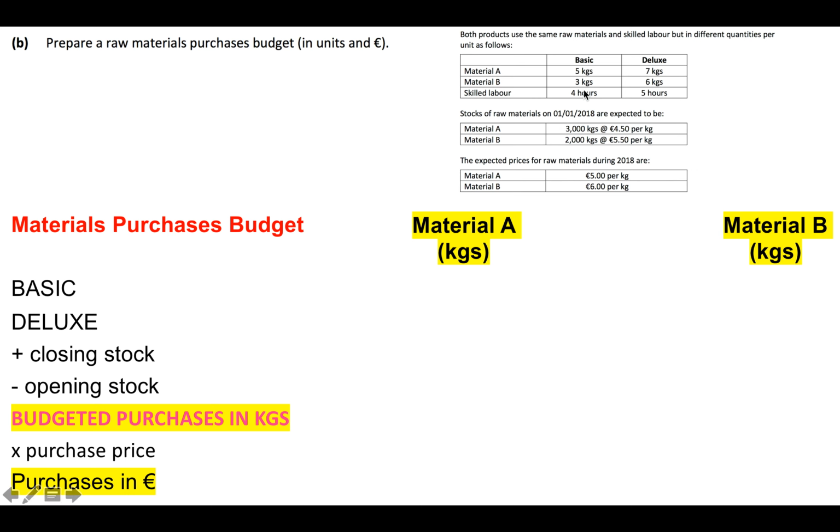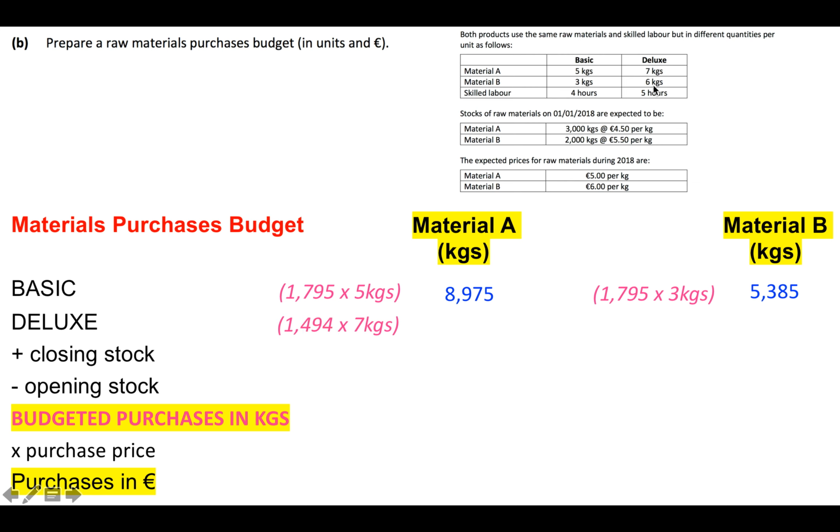So for basic, from our part A, we knew that we had to make 1795 units of basic, and they require 5 kgs of material A, so that is 8,975 kgs of material A. Material B, we need to make 1795 units of basic, multiply that by 3 kgs for material B, that is 5385 kgs there. Then deluxe, for deluxe we need 7 kgs material A and 6 kgs material B.